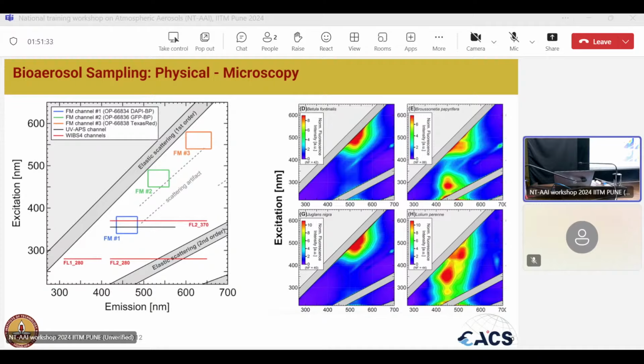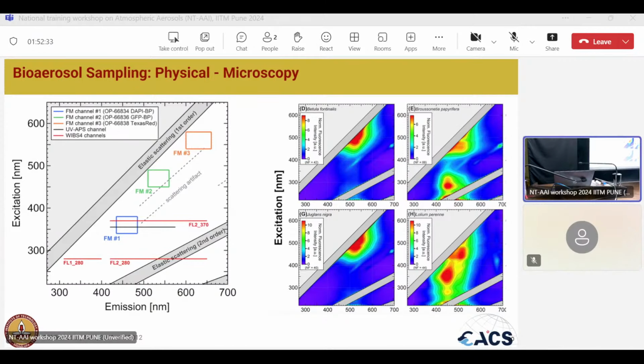This is a very classic paper in AMT by Christopher Pöhlker at the Max Planck Institute. I know that he did a very extensive study about it. You excite that fluorophore at a specific wavelength and then map the emission, right? This is how you get a simple excitation emission map. Then you could try to categorize or identify what the bioaerosol excitation emission map looks like.